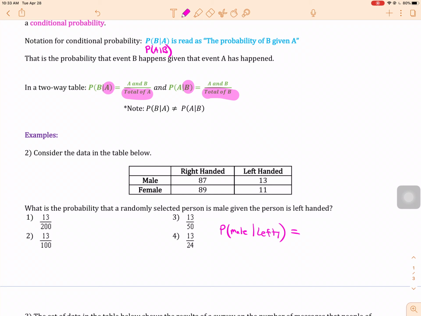Well, remember, I just like to do this. I put A and B, and I say it's the probability of A and B over B. Well, let's see. How many people are male and lefty? Well, that is 13. Out of B, how many people are lefty? Well, the total number of lefty is the vertical column right here, 13 and 11, 24. So out of the 24 people who are lefty, 13 of those are male.